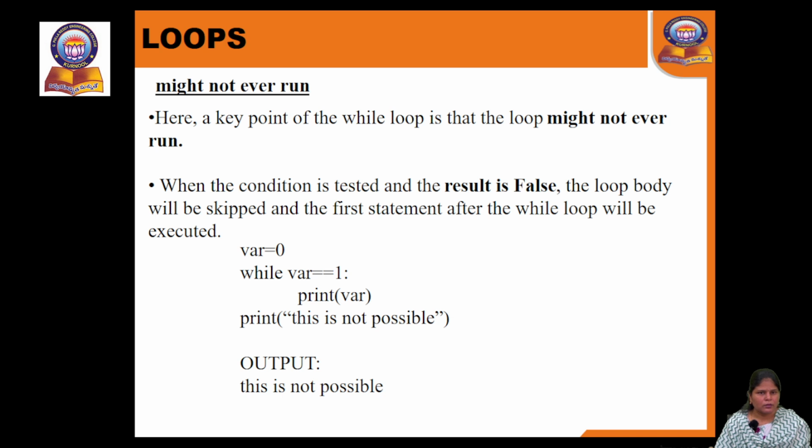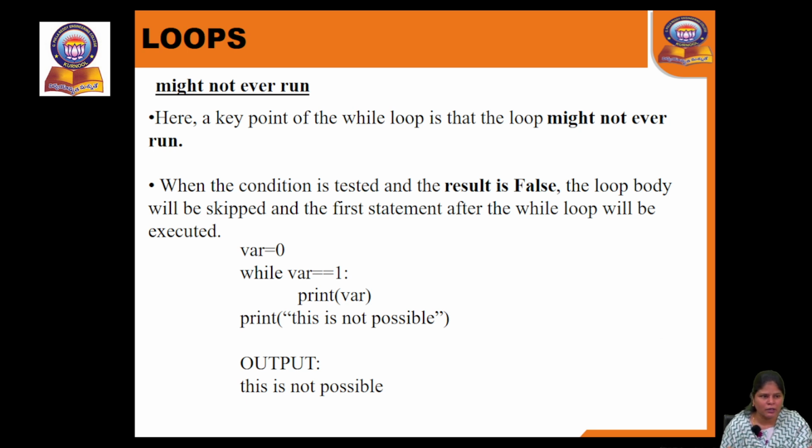Right? So coming to the loop might not ever run. That means there might be some situations where the while suite might not run even once. So here what happens? Whenever the condition which we have taken is false all the time, then the suite of the while will not execute even once. So here the key point of the while is that the loop might not ever run. That means there might be some possibility where the condition is false all the time.